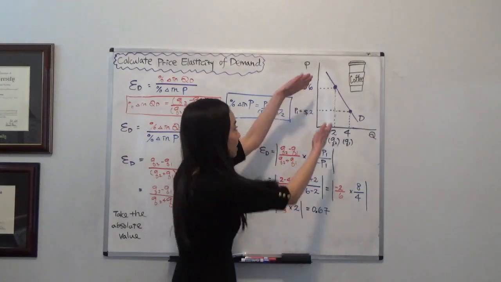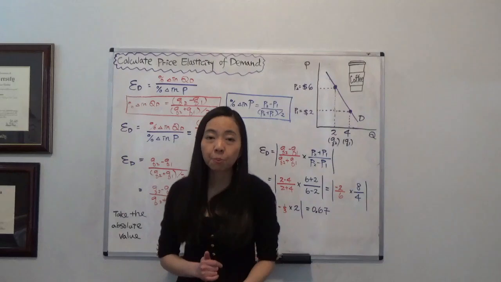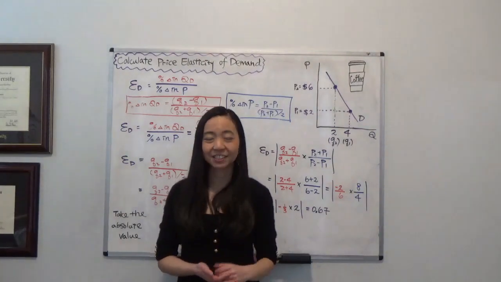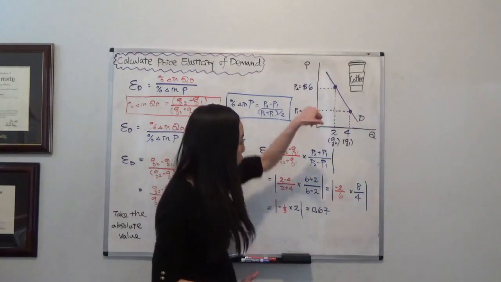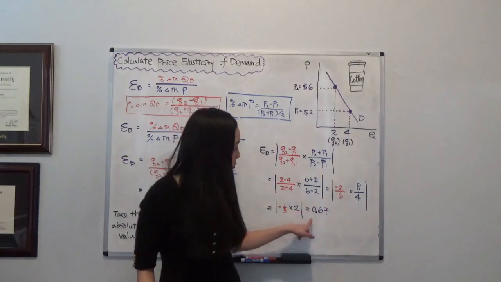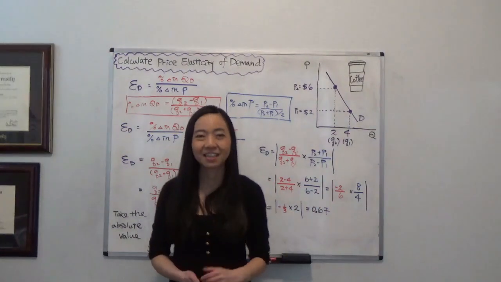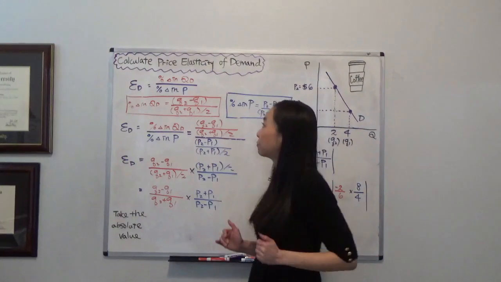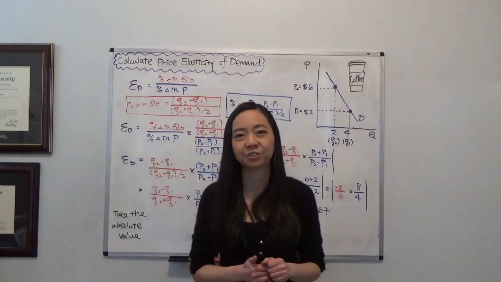0.67 means within this price range, if your price goes up by 1%, then the quantity demanded is going to go down by 0.67%. So this is how to use the midpoint formula to calculate the price elasticity of demand.